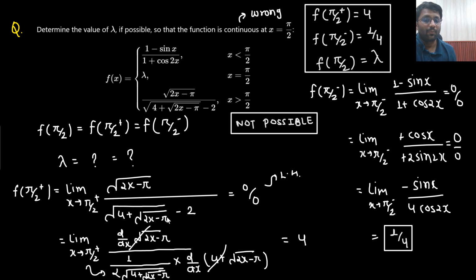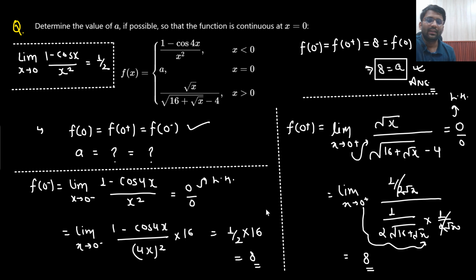But if someone had found out both of the values, then he would know that both of the values are not even matching. That means it is not possible for the function to be continuous. That means the answer will be not possible. So always take care that both of the values need to be found out if not possible is mentioned.